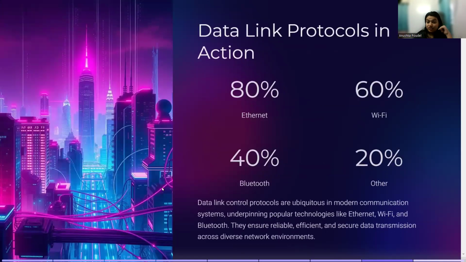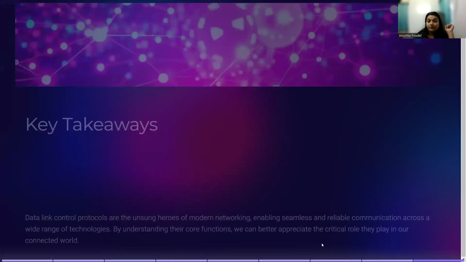Data link protocols in action. So Ethernet, 80% of them use data link protocol, Wi-Fi 60%, Bluetooth 40%, and others 20%. Data link protocols are ubiquitous in modern communication systems, underpinning popular technologies like Ethernet, Wi-Fi, and Bluetooth. They ensure reliable, efficient and secure data transmission across diverse network environments.